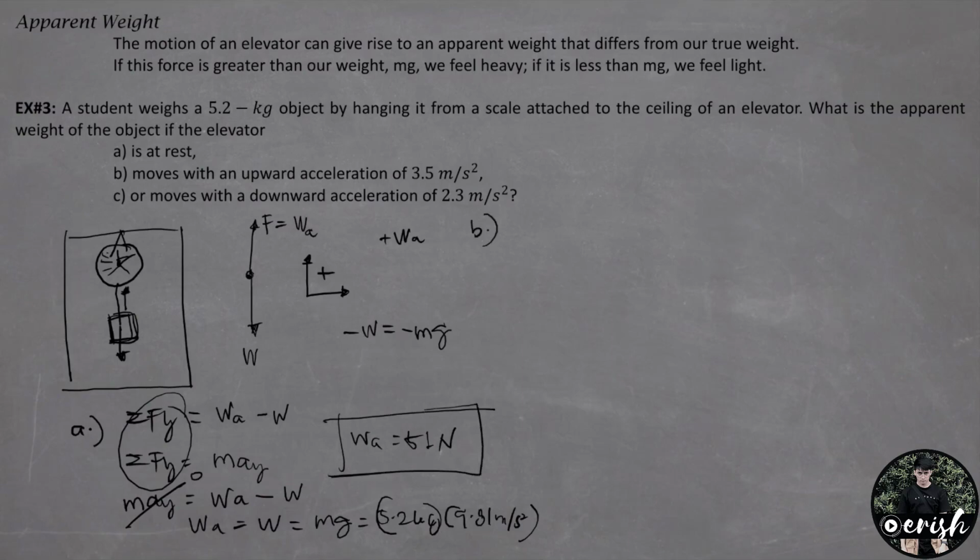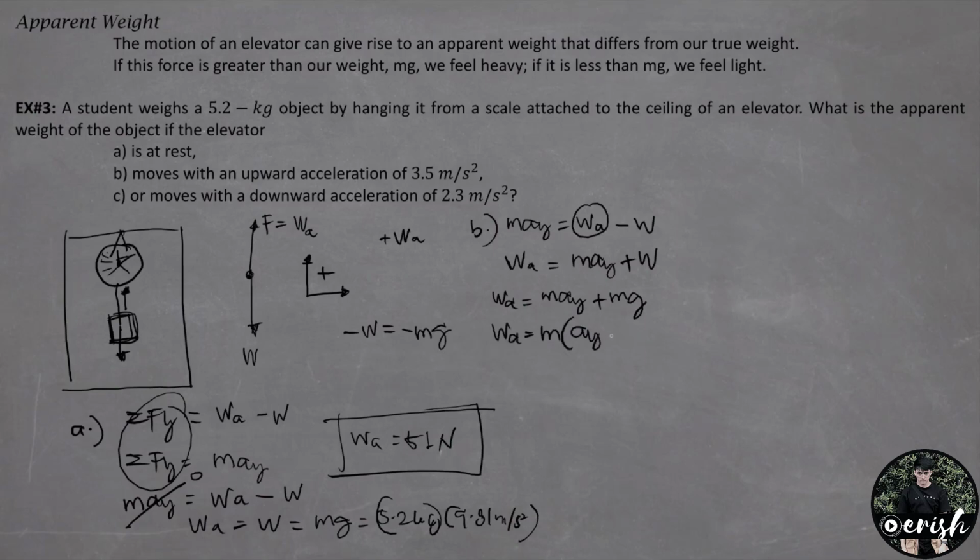For letter B naman, it moves with an upward acceleration daw yung elevator. By using the same process, ito lang din ang gagamitin natin. Kaya lang, hindi na zero yung acceleration natin. Mass times the acceleration y is equal to the apparent weight minus the weight. Solving for the apparent weight, this is equal to the mass times the acceleration y plus the weight. This is m times the ay plus m times the gravity. I-factor out natin yung mass: mass times the acceleration y plus the gravity. Apparent weight is equal to, ang mass natin is 5.2 kilograms times the acceleration positive 3.5 meters per second squared plus 9.81 meters per second squared.